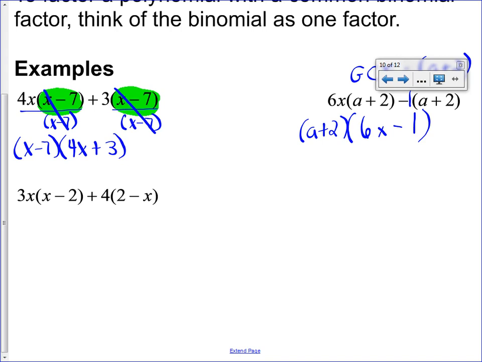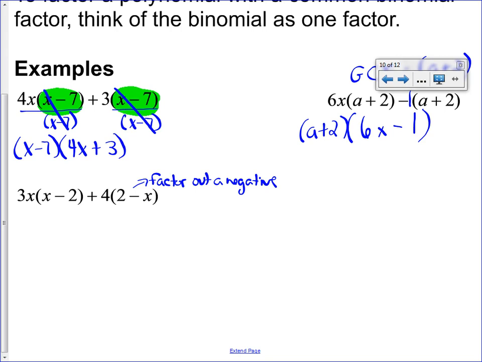When this happens, when the signs are different, anyone know what you can do? I'm not going to do the distributive property. What we're going to do here is factor out a negative. If I factor out a negative, then it will be the same.